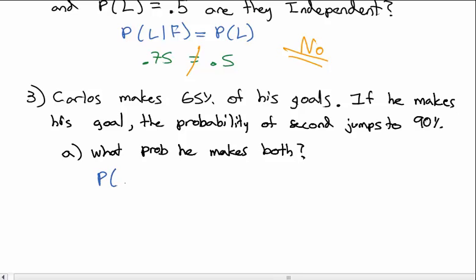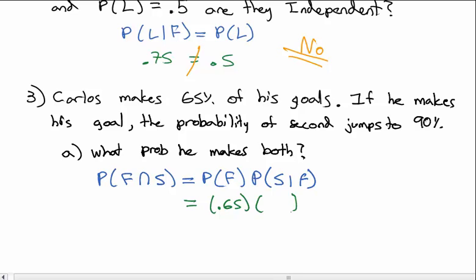So what we're asking is, what is the probability he makes the first shot and he makes the second shot? Remember, an AND probability is the probability of the first times the probability of the second given the first has already occurred. Well, the probability he makes the first shot is 0.65. The second shot jumps to 90% if he makes his goal. So the second shot is 0.9 given the first shot went in. So now we have 0.65 times 0.9, and our calculator tells us that probability is 0.585, that he's going to make 2 shots in a row.